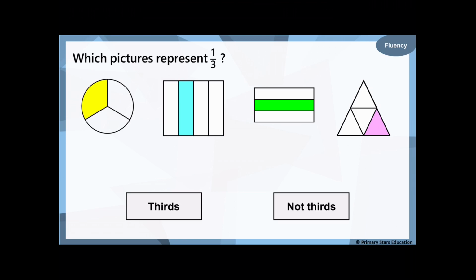The yellow circle does represent 1/3. The turquoise rectangle is not 1/3. It's 1/4. The green rectangle has 1/3 shaded. But the triangle, that isn't thirds, that has 1/4 shaded.